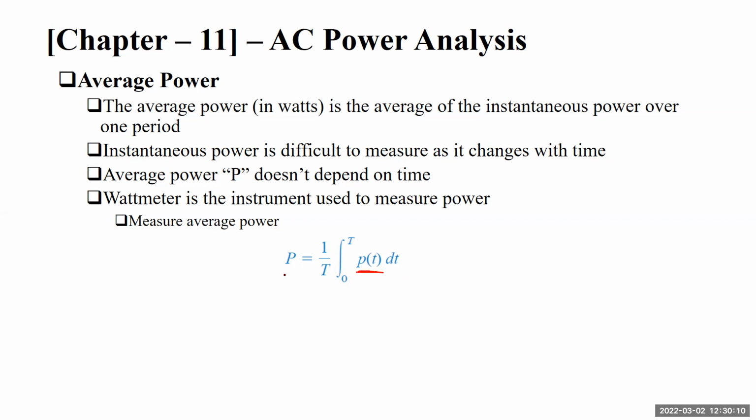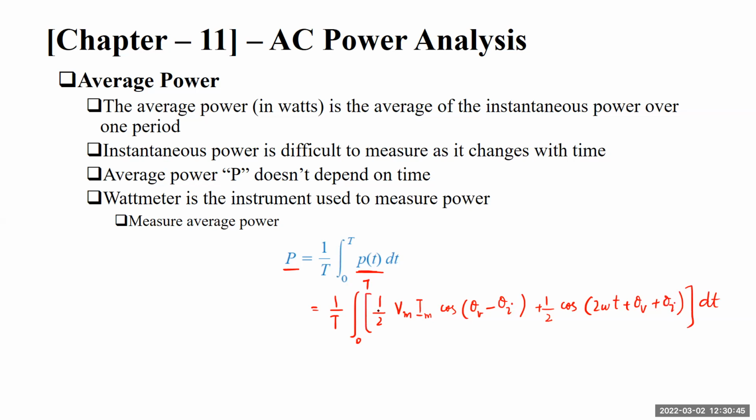So this is our instantaneous power. This is average power. Average power is generally given with a capital P, and it is the integration of 1 by T over one time period. If I write it in detail, it comes out to be something like this: 1 by 2 Vm Im cos of (theta v minus theta i) plus 1 by 2 cos of (2 omega t plus theta v plus theta i) dt. So this is what it looks like.